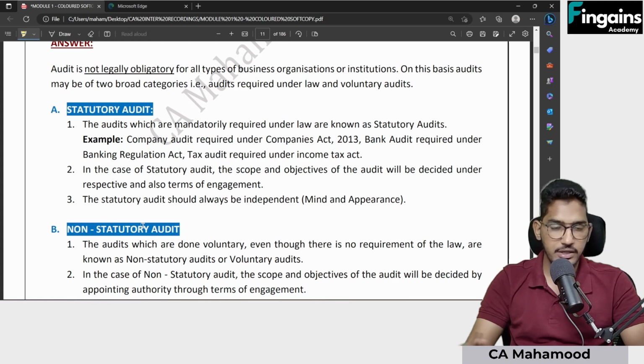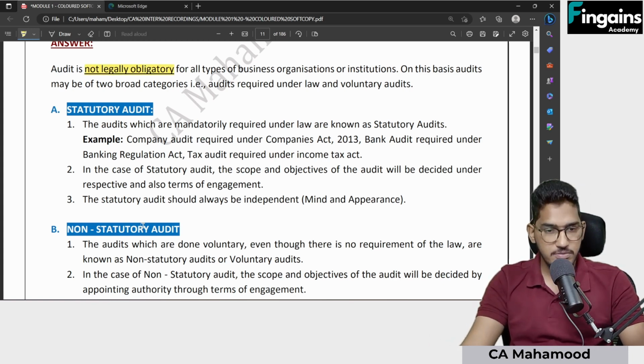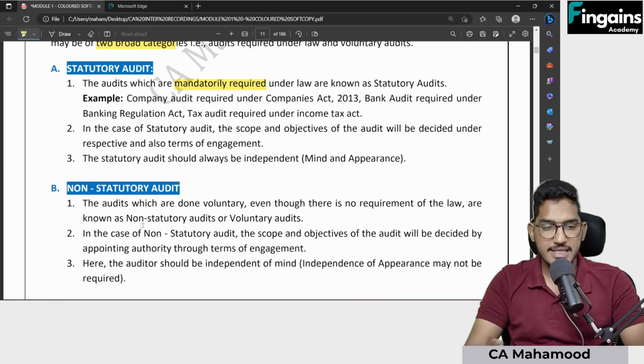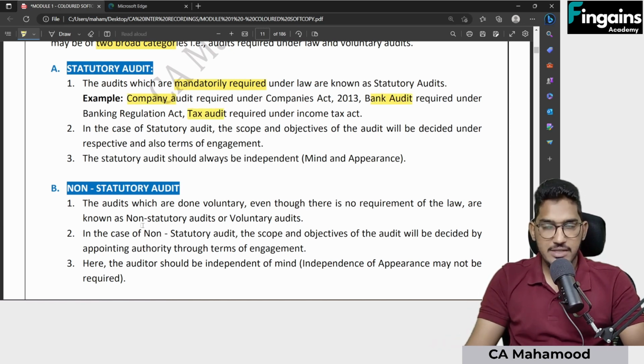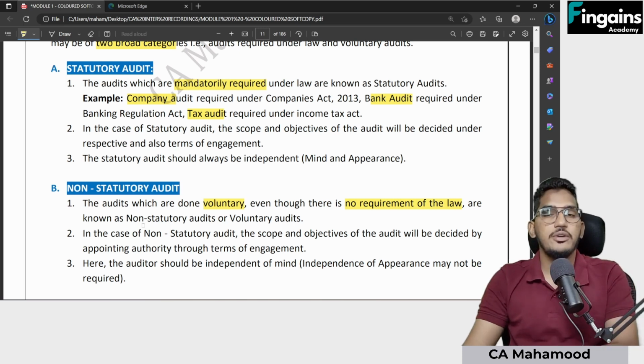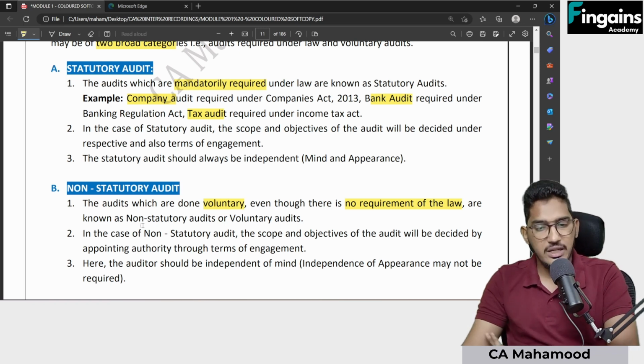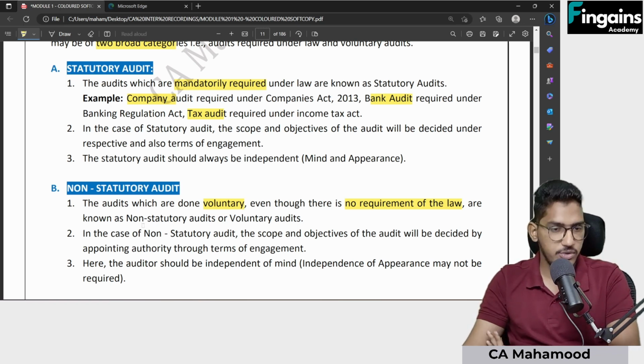The same information will be presented in the answer here. If you quickly read it, audit is not legally obligatory for all types of business organizations. On this basis, audits are divided into two categories: statutory and non-statutory. The audits which are mandatorily required under law are known as statutory audits. Examples: company audit, bank audit, tax audit, etc. Whereas the audits which are voluntary, even though there is no requirement of the law, are known as non-statutory audits or voluntary audits. That means there is no requirement under law, but if the client is voluntarily getting his accounts audited, we call it non-statutory audit.